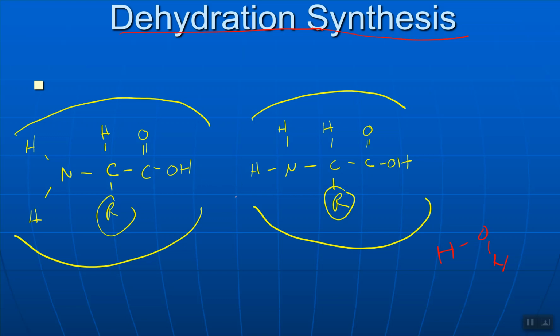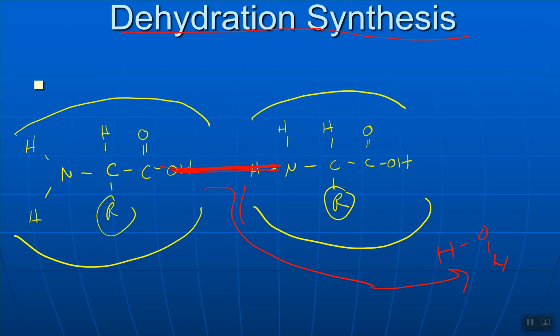The HOH left, and now this carbon's unhappy because it only has 3 covalent bonds. Nitrogen is unhappy because it only has 2, but the carbon reaches out to the nitrogen. And the water's left, and this is how you bind 2 amino acids together.